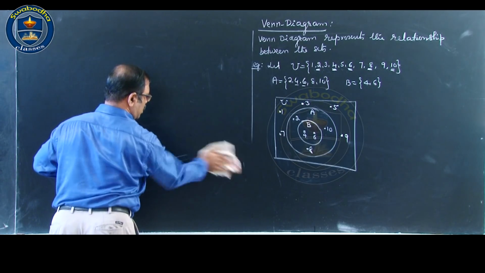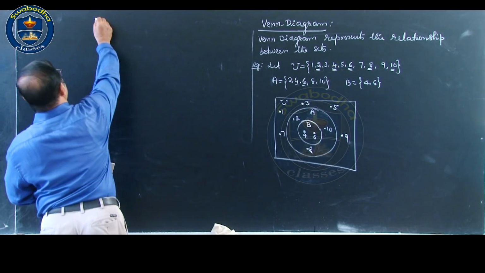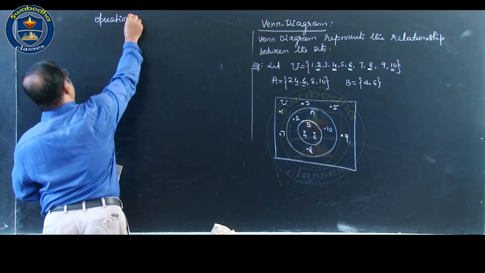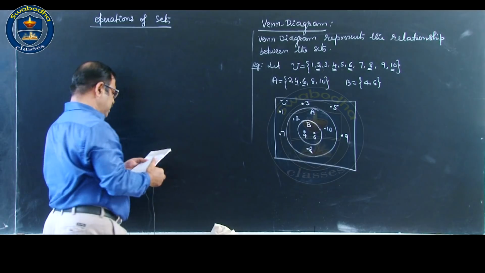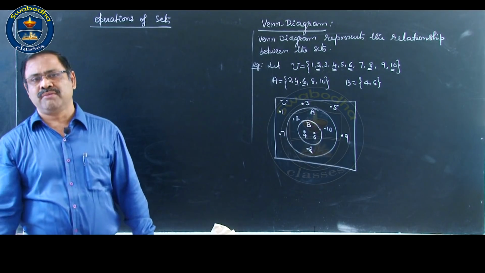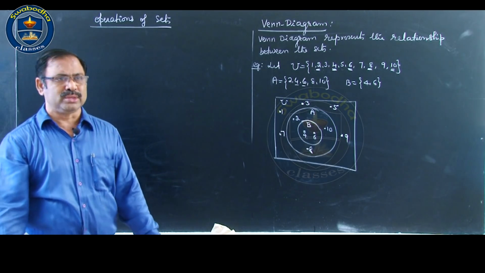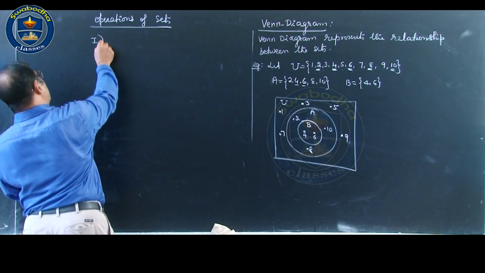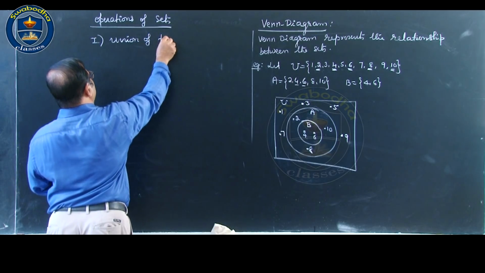See, next let us learn operations of sets. Operations. ಏನು operations ಅಂದರೆ union of two sets, intersection of two sets, difference of two sets, like that. So first we learn union of two sets.